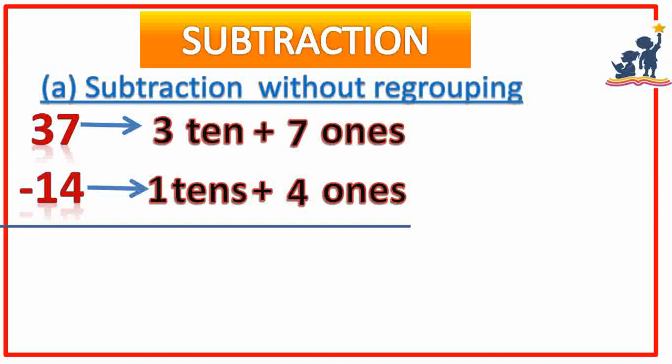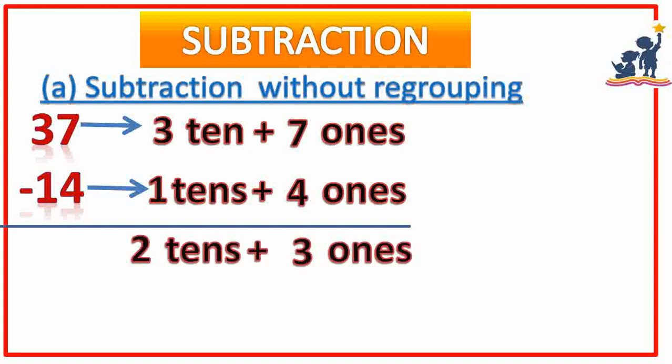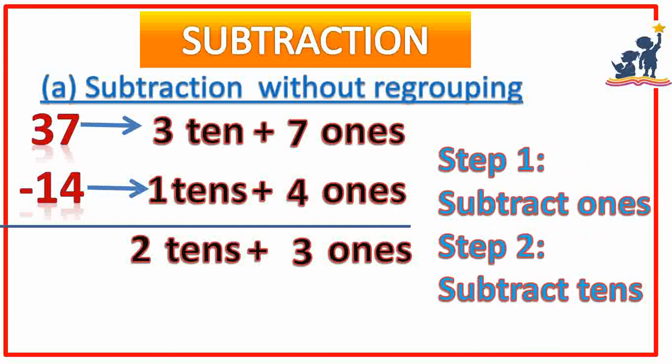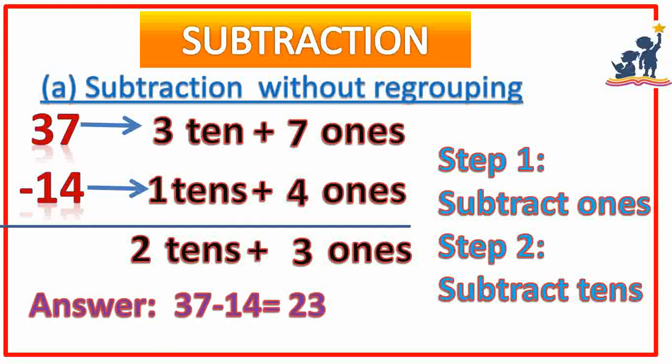Here, subtraction without regrouping. 37 minus 14. 37 can be written as 3 tens plus 7 ones. And 14 can be written as 1 ten plus 4 ones. Here the solution is 4 is smaller than 7. So the value becomes 3 ones.